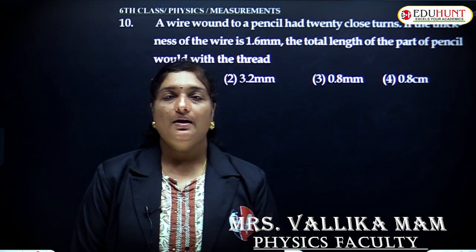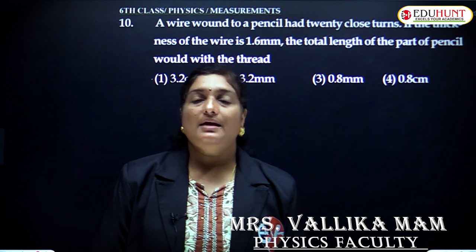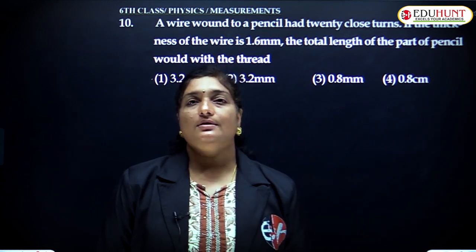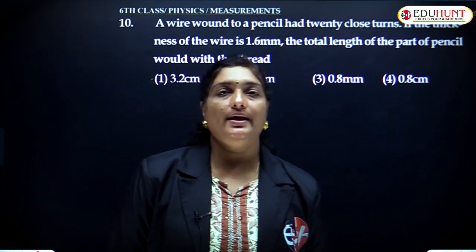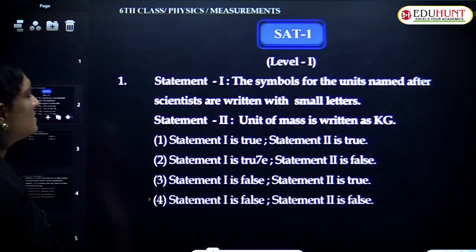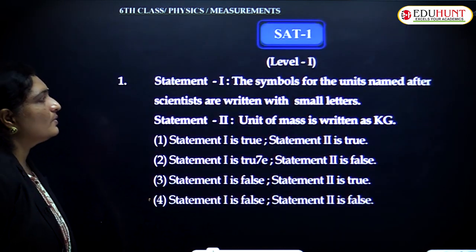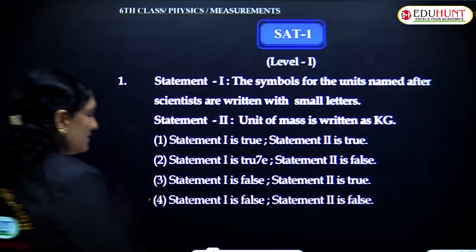Welcome back, children. So let us continue with the summative assessment test numericals of units and measurements. So here we move with the first question. Statement 1. The symbols for units named after the scientists are written as small letters.